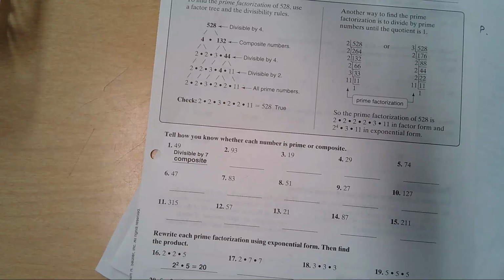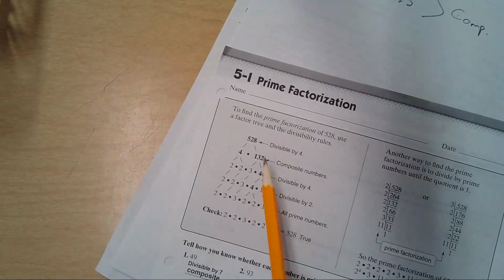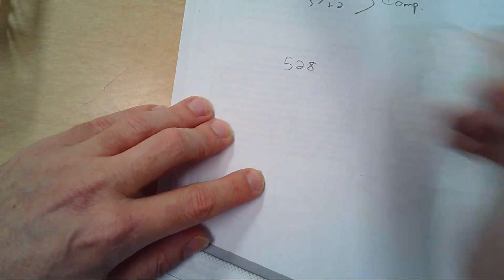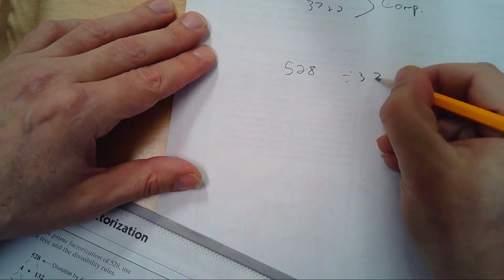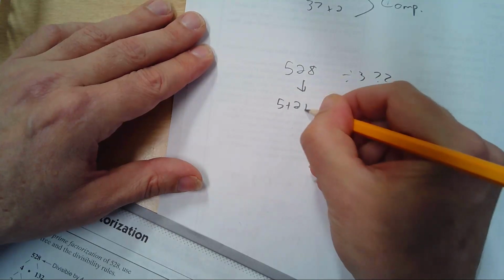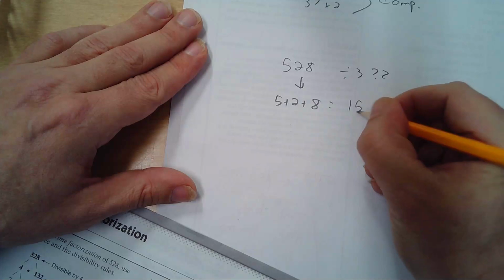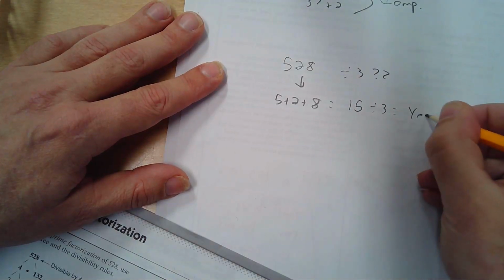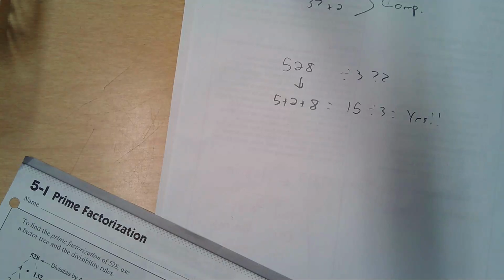How do you know if something divides by 2? If it's even. It ends in a 0, 2, 4, 6, or 8 in the ones place. How do you know if something divides by 3? If you add up the digits and that divides by 3. So 528, does that divide by 3? To know if something divides by 3, what I do is I add up the digits. 5 plus 2 plus 8 equals 15. And does that divide by 3? Yes. So 528 does divide by 3.